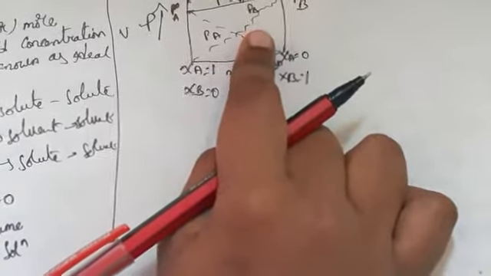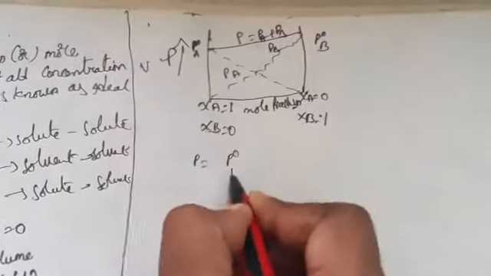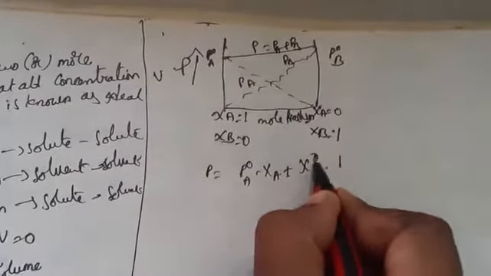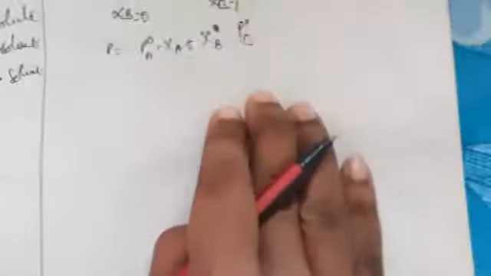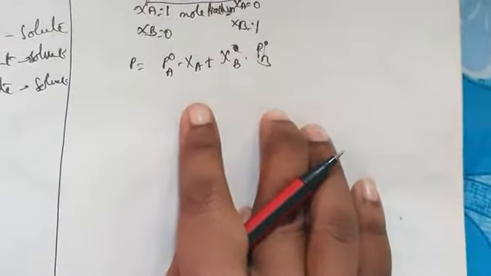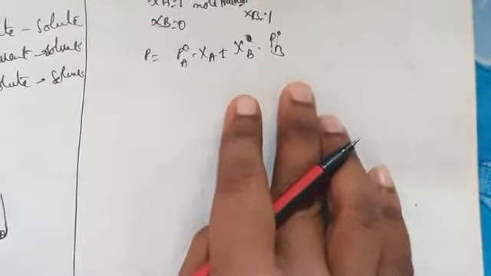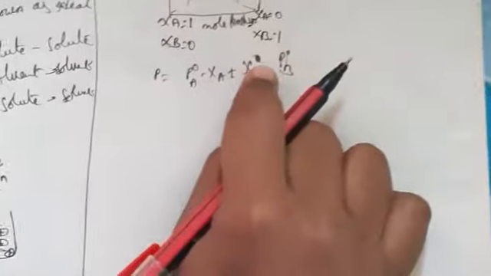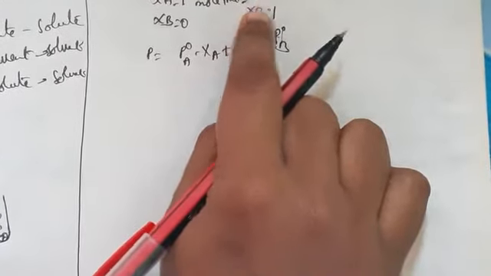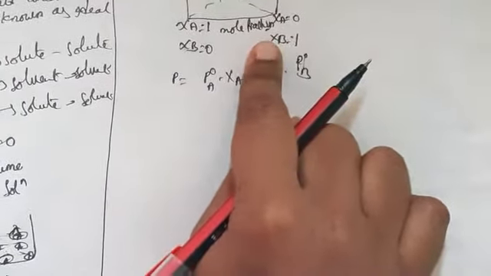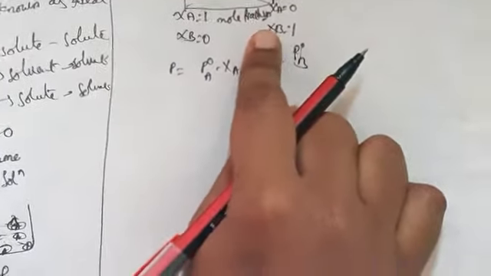Whenever we take two liquids, the total pressure is equal to P naught A into XA plus P naught B into XB. This is Raoult's law for a solution of two liquids. The molar ratio of the two components in the liquid and in its vapor would not be the same; the mole fraction of each component would be different in the liquid and its vapor. So this is nothing but an ideal solution.